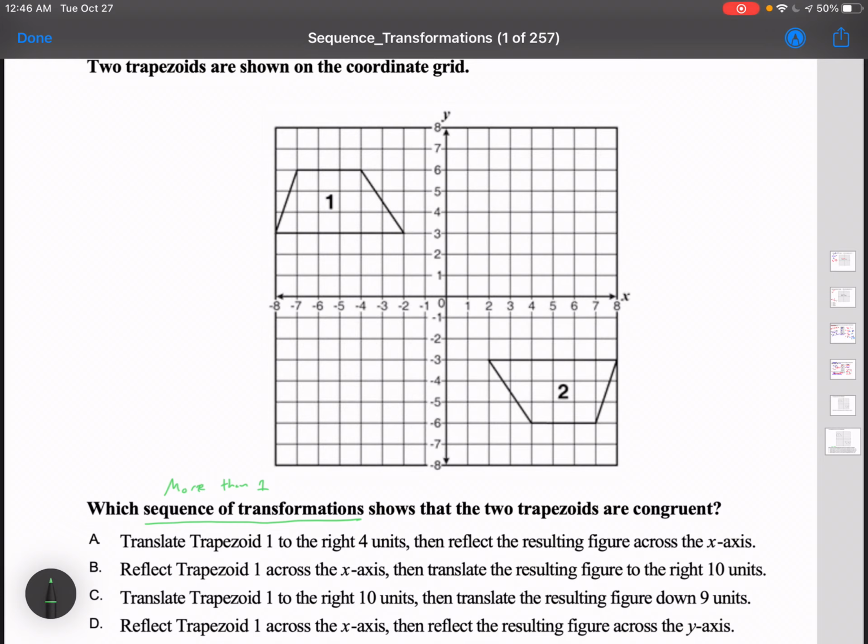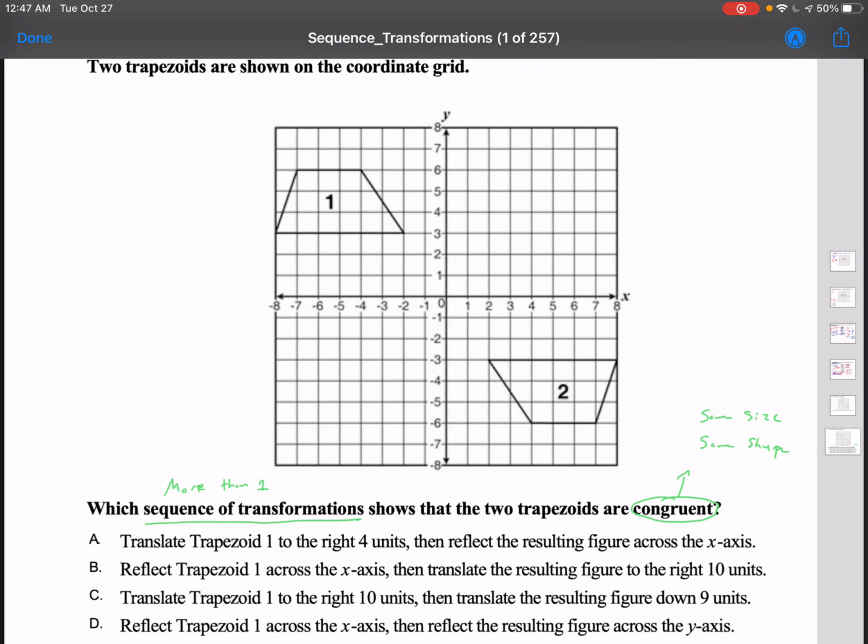It shows that the 2 trapezoids are congruent. The first thing I want to do is define what congruent means. I'm going to give you about 5 seconds to figure that out to yourself. What does congruent mean? If you said same size, same shape, you were absolutely correct. All right, so let's go through and actually perform these transformations to see if we end up with any of these.